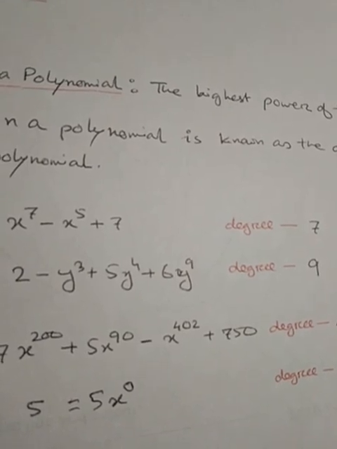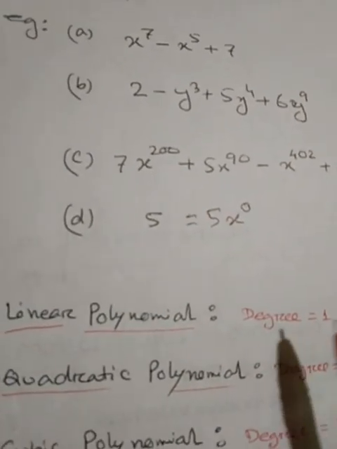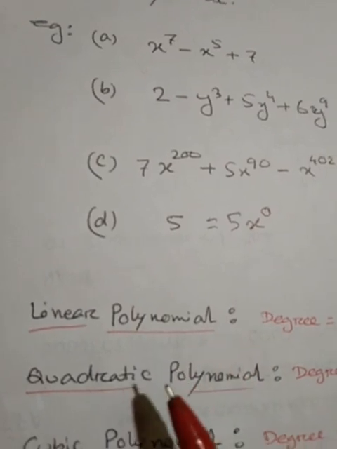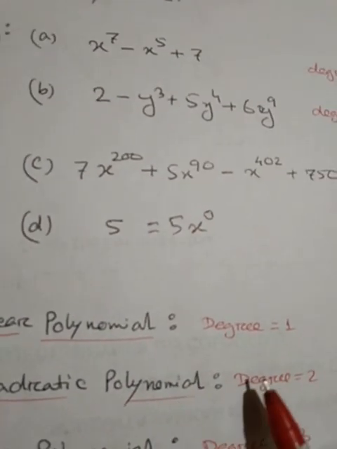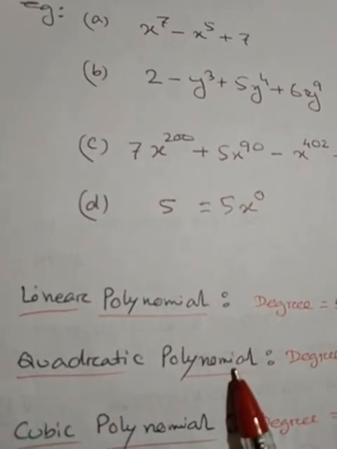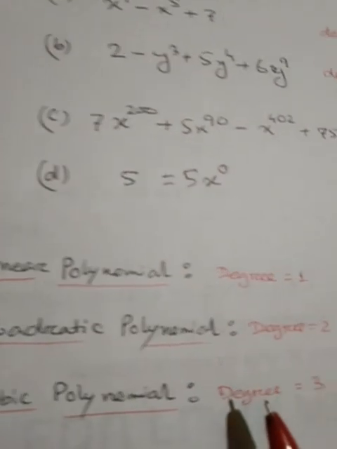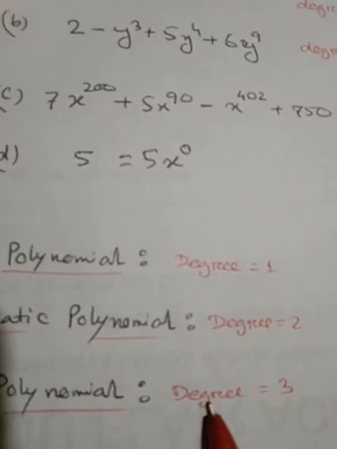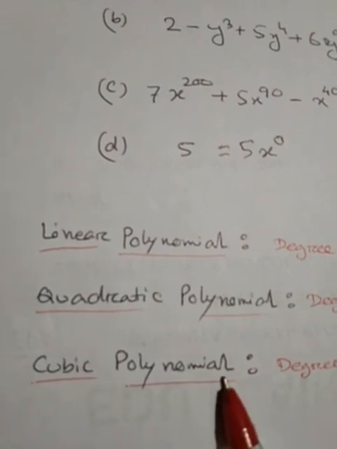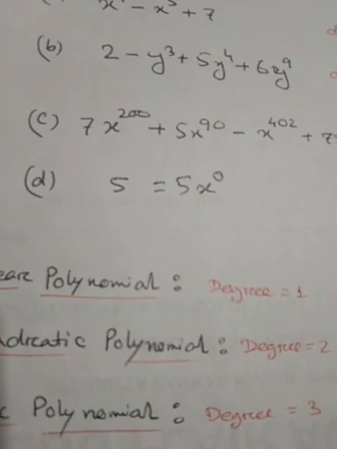If the degree of a polynomial is only 1, then this is called a linear polynomial. Then similarly, if the degree of the polynomial is 2, then this is called a quadratic polynomial. Quadratic means 2. And if the degree of the polynomial is 3, then we call it a cubic polynomial. And let us see some examples.